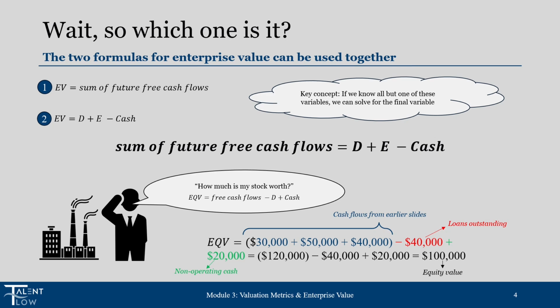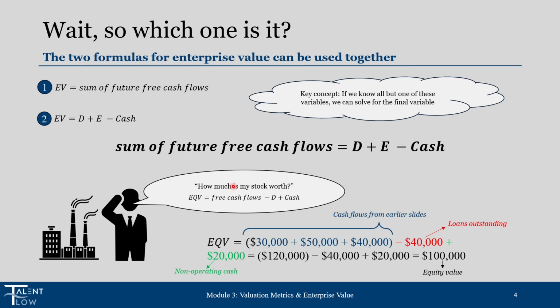The next step to understanding enterprise value is to combine the two ideas we just covered. Let's set both EV formulas equal. We get that the sum of future free cash flows is equal to the amount of debt a company has plus the amount of equity a company has minus how much excess cash is held by the company. We'll notice here that if we can predict or calculate all but one of these unknowns, then we can find the final value. It's basic algebra.